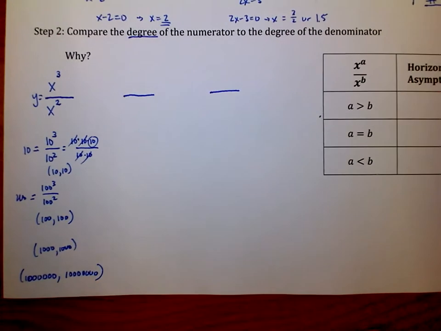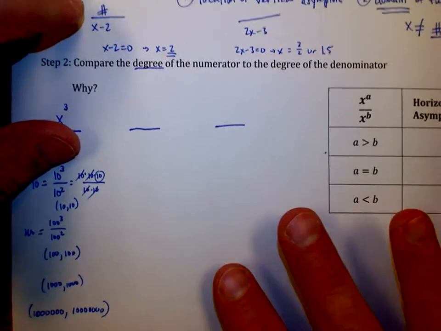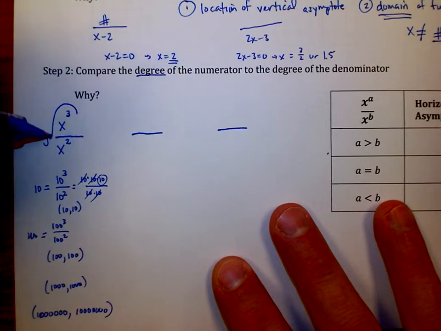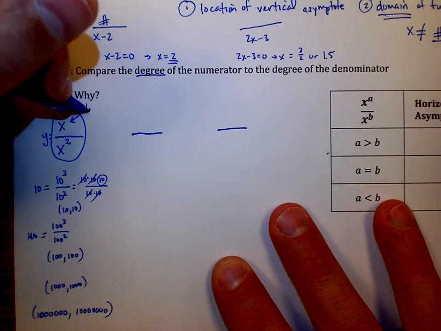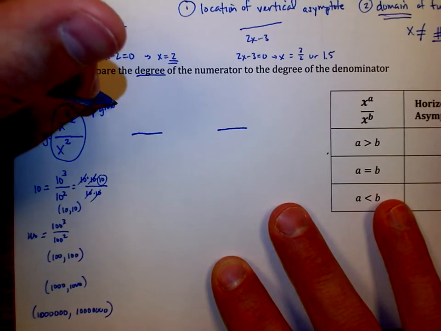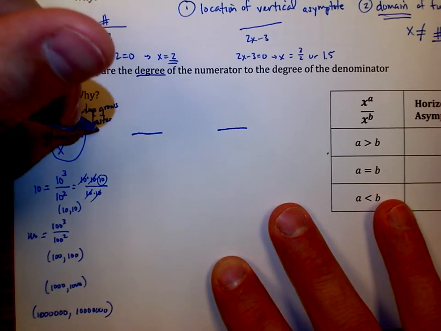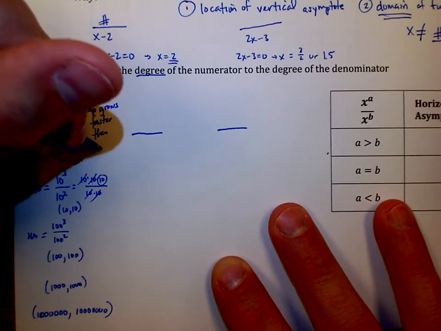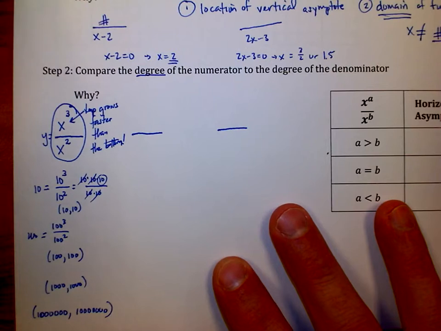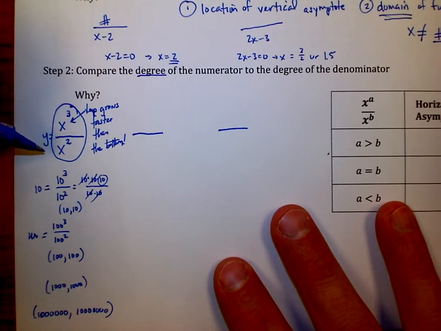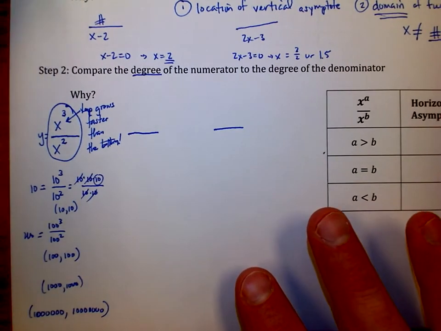And that means that my graph, if I were to look at it, is going to grow and grow and grow, and it's never going to stop growing, is it? And what we're saying here is that as I look at this function, the top grows faster than the bottom. The top grows faster because it's a cube and the bottom is a square. The top grows faster than the bottom.